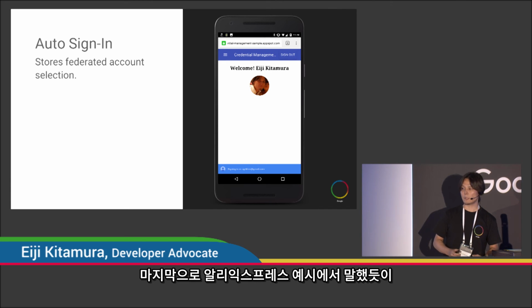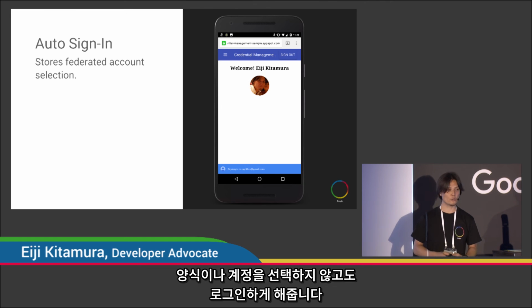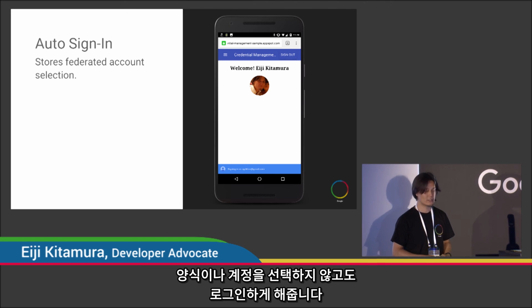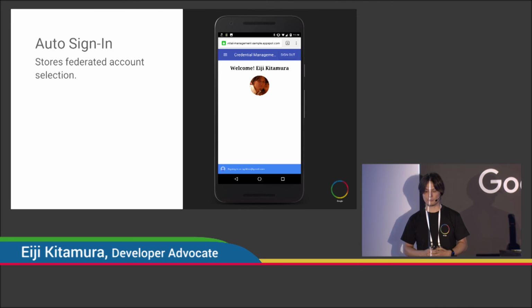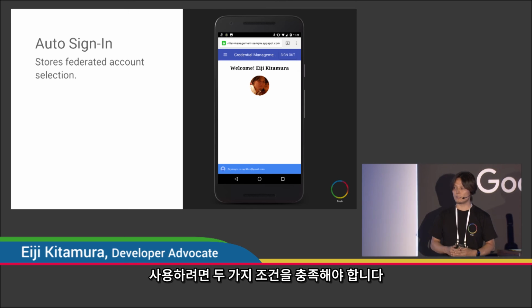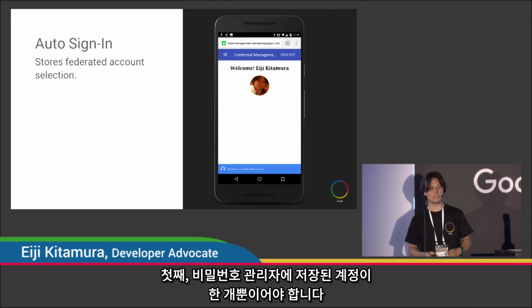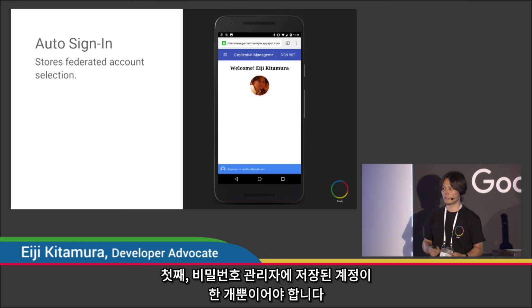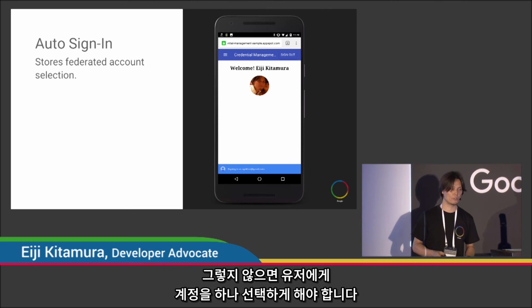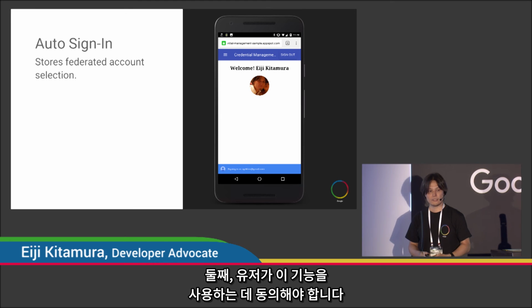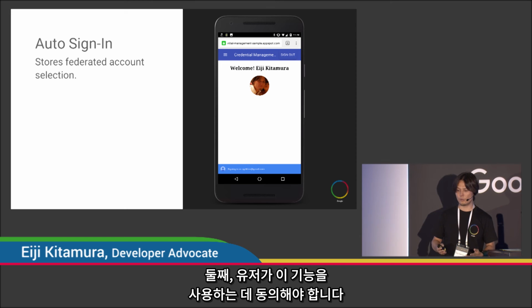And lastly, as I mentioned in the AliExpress example, you can let the user sign in without even seeing the form or account chooser. To use this, you have two conditions. One is that the user has only one account stored in the password manager. Otherwise, you want the user to choose one of the accounts. And the second is that the user grants permission to use this feature.